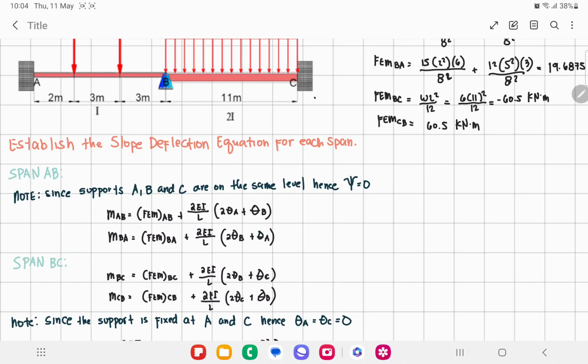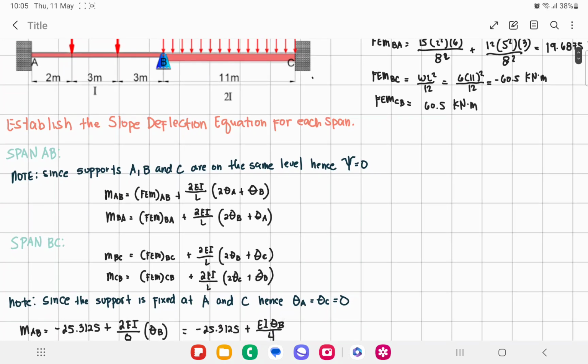FEM near plus 2EI over L times 2 theta near plus theta far. So, the moment AB is equal to the fixed-ended moment at AB plus 2EI over L times 2 theta near plus theta far. The theta near is the slope at A, and the far is B. And for moment BA, we have the fixed-ended moment near, which is near B and far from A. For the theta, the near theta is the slope at B, plus theta far, which is the slope at A.